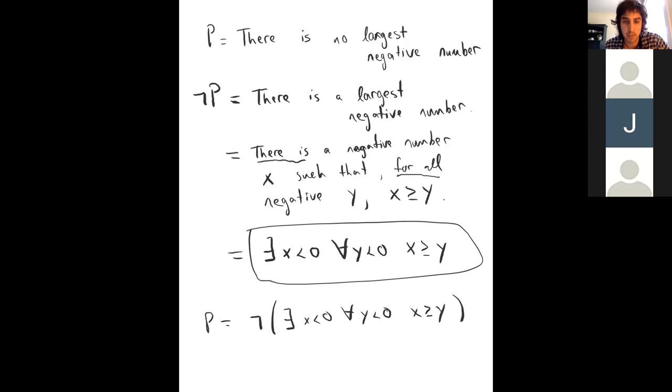Next week, we're going to learn how to put the negation inside of statements, how the negation affects quantifiers. But for now, this is an acceptable answer. Cool? Any questions about that?